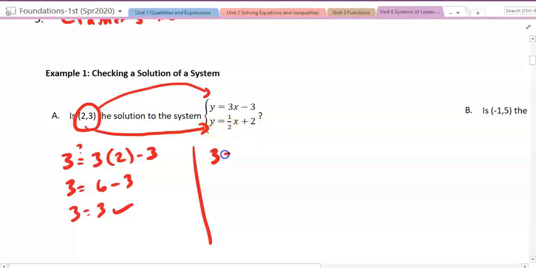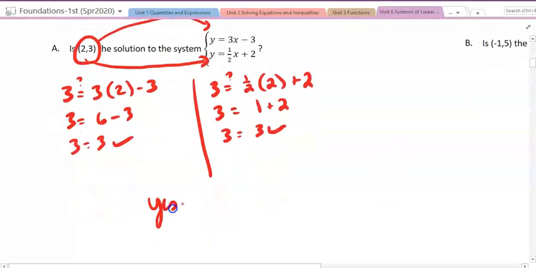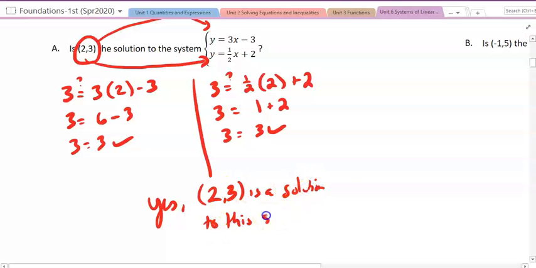And so we're going to get 3. Is that equal to 1/2 times 2 plus 2? What's a half of 2? Well, a half of 2 is 1. So I get 3, is that equal to 1 plus 2? And of course, 1 plus 2 is 3, so it checks there. So is (2, 3) the solution to this system? The answer is yes. (2, 3) is a solution to this system.